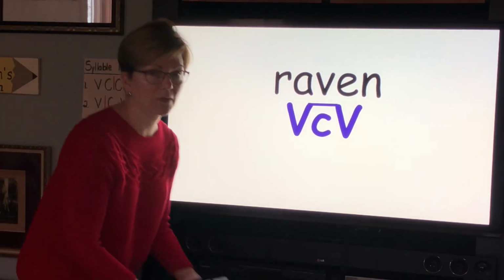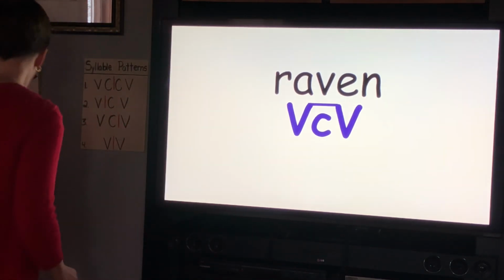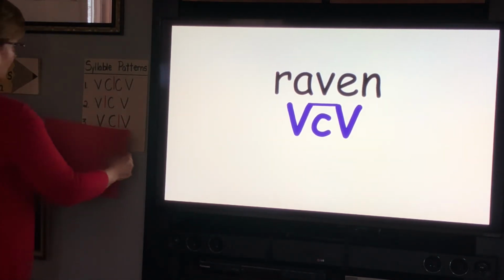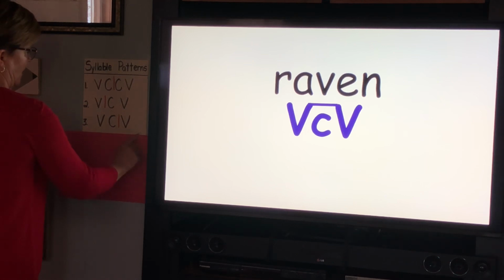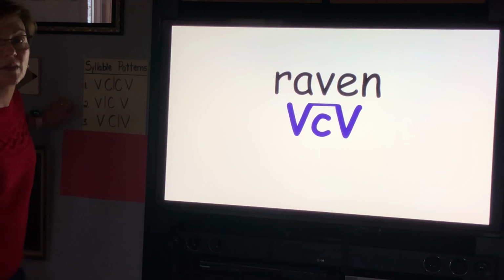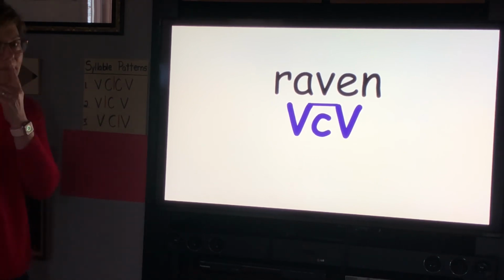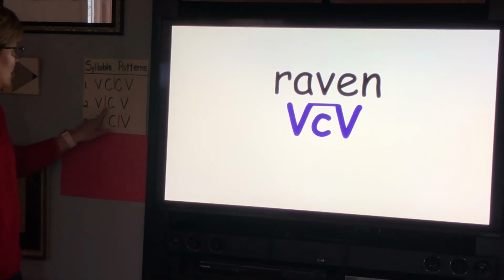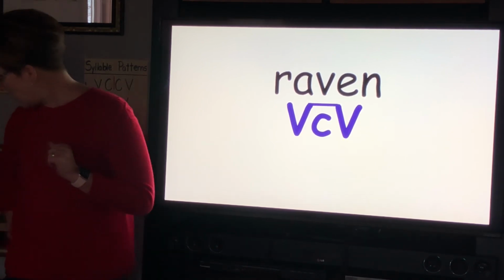All right, this is where things get a little dicey. I'm going to put my paper up here because we're not going to talk about syllable pattern number 4 today. We're only going to be talking about 2 and 3. Here's what gets tricky with this pattern. Do you see how if we have a vowel, consonant, vowel, we might have to divide it in front of the consonant? That's the number 2 pattern. We might have to divide it after the consonant. That's the number 3 pattern. All right.